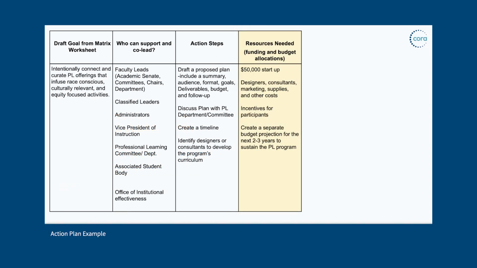So here in resources needed, let's say it's a startup, right? Let's say $50,000. I mean, it probably would cost a little more than that, but let's just say it's $50,000. And then whatever funding or how much money you think it may need to be to start. Designers, consultants, marketing, incentives for participants. In some programming, at some institutions, there may be ways to incentivize. In some community colleges, they use something called an extended service credit, which allows them to invest in faculty, part-time or full-time, who have taken professional learning or an institute, maybe for a week long or longer.